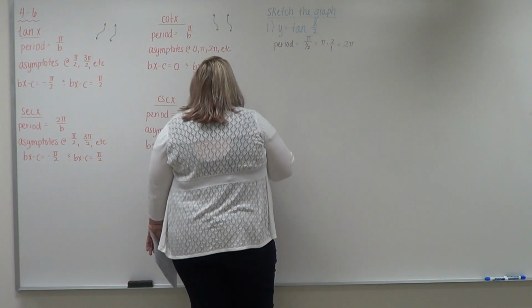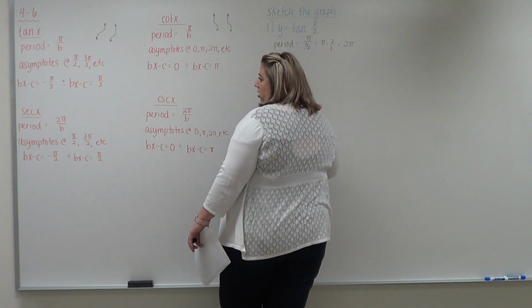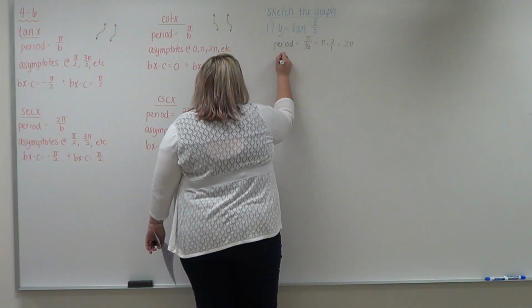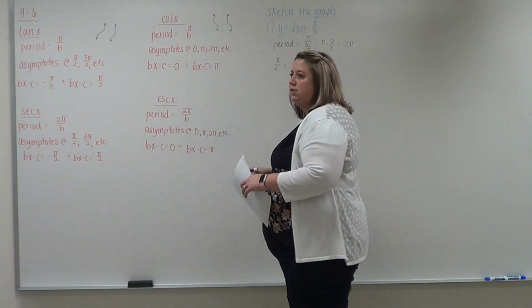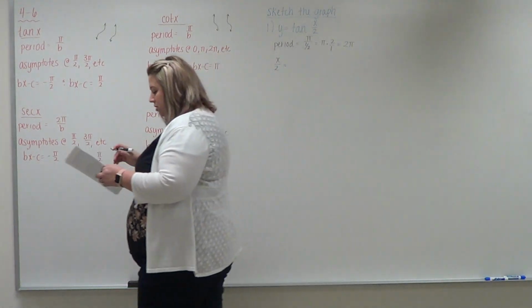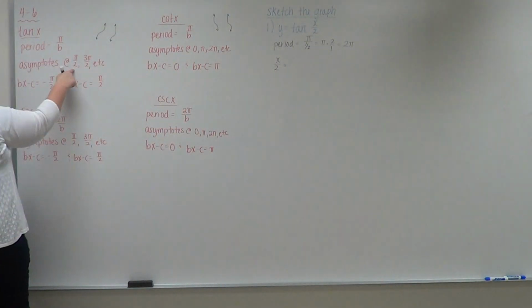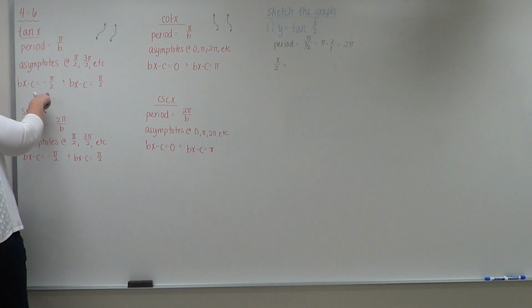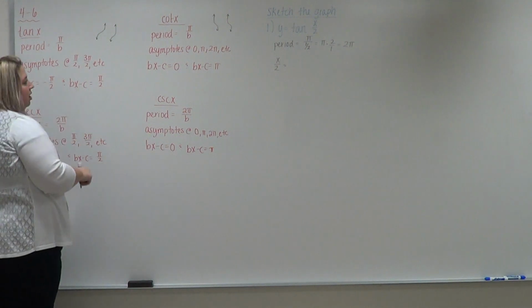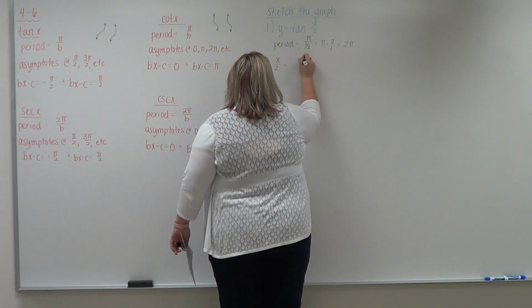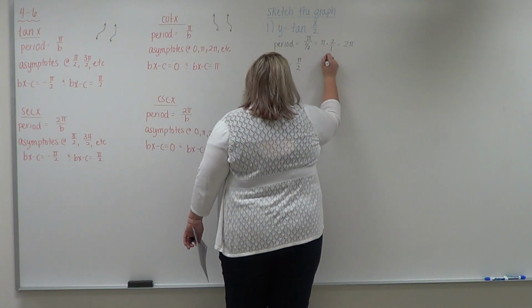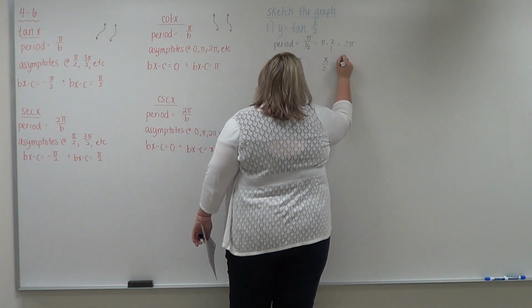Then I need to figure out where my asymptotes start. So I'm going to take the x part. This is a tangent one, so you set it equal to negative pi over 2 and pi over 2, which is what I've written down. So we're going to set this equal to negative pi over 2, and we're going to set it equal to pi over 2.